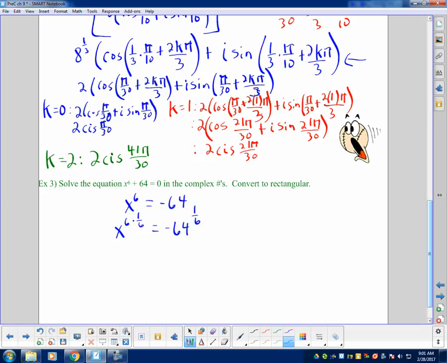You with me? 1/6 power is the same as the sixth root, but I've told you that it's probably better to go in terms of rational powers. I think you'll find that more useful. So this is negative 64 to the 1/6. And so we can use DeMoivre's theorem on this, or this formula up here, to find all 6 answers to this. There are 6 of them. What do you think the first step is we're going to take?